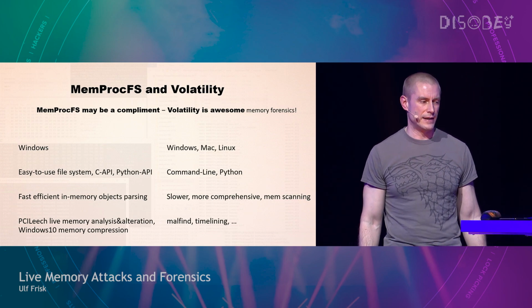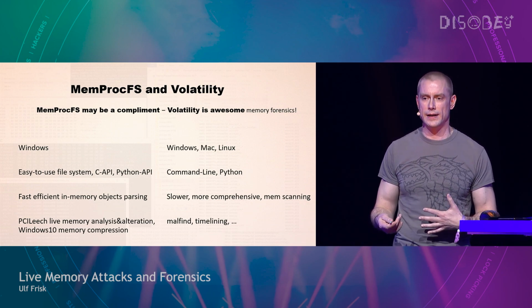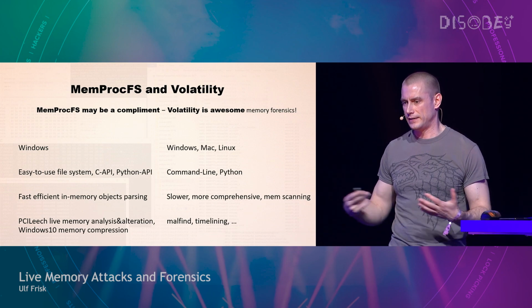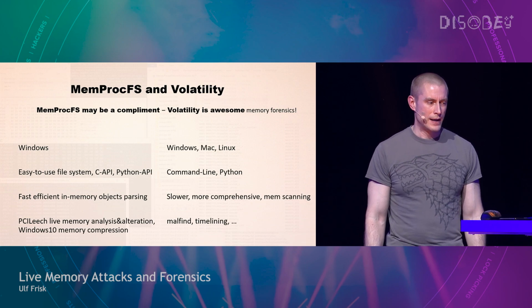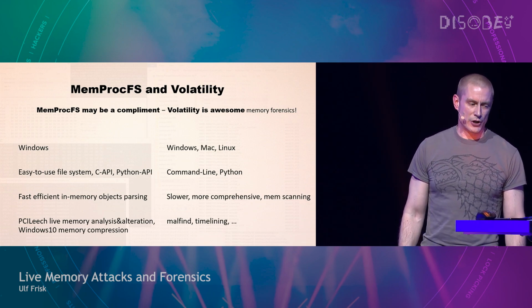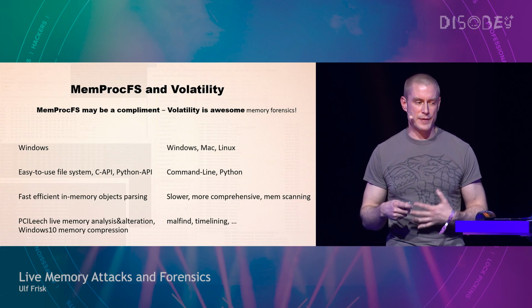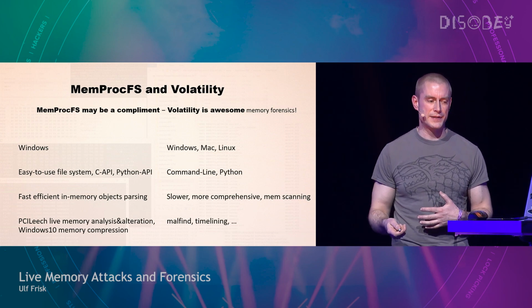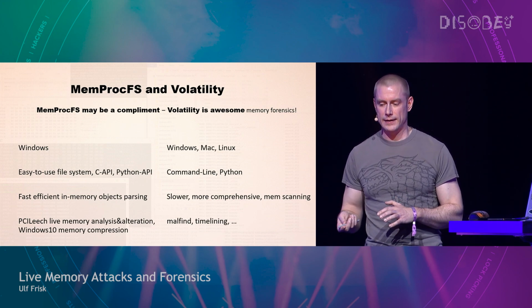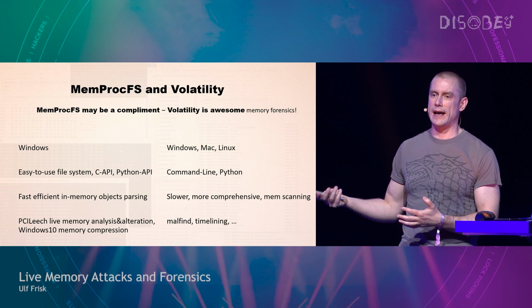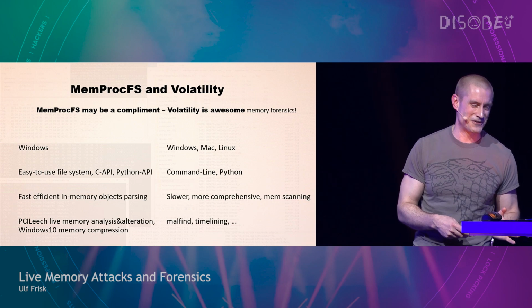But I also have a C API and a Python API. Volatility is more of a command line approach, but it's coded in Python, so you can do a lot of stuff in Python as well. I do rely a lot on fast, efficient in-memory objects and parsing. Volatility is a little bit slower, but it's also more comprehensive in some ways, with its memory scanning approaches. They catch a lot of things that I miss, and I actually catch some things that they miss, so maybe use both tools.